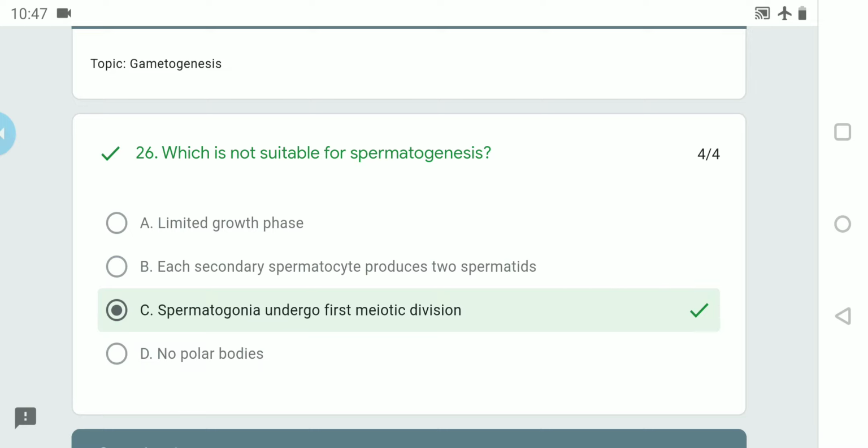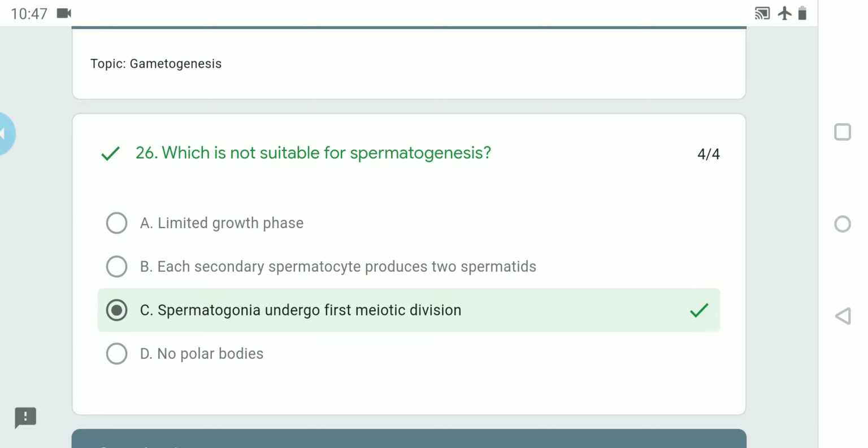Let me tell you why this is the right option, the one that is not suitable. The spermatogonia is 2n, and it undergoes mitotic division, which gives rise to the primary spermatocyte. Then the primary spermatocyte undergoes first meiotic division, which gives rise to the secondary spermatocytes.